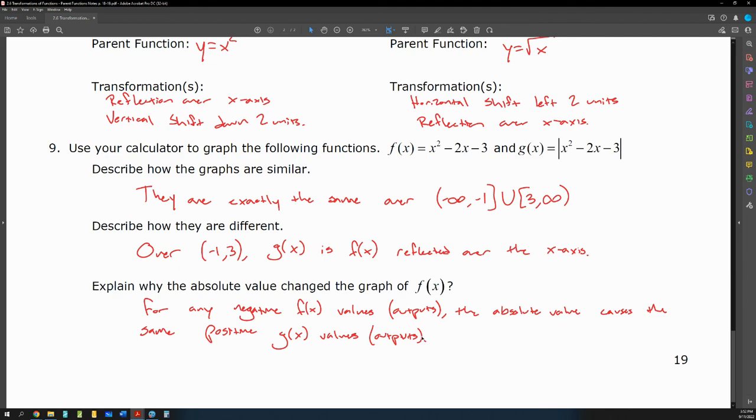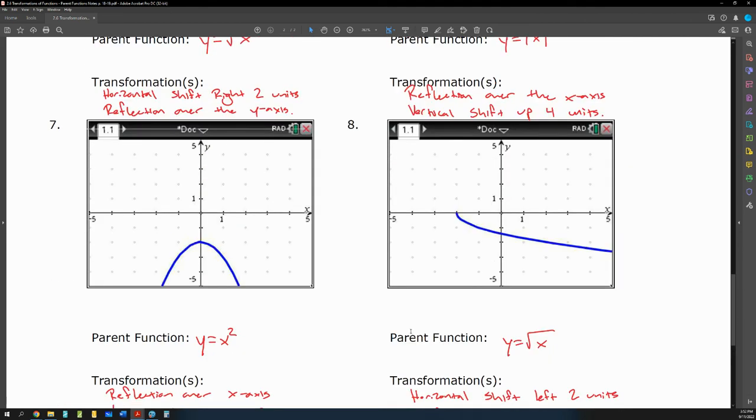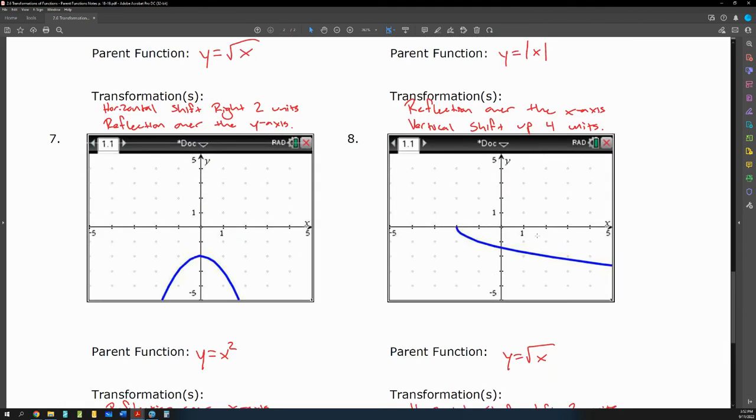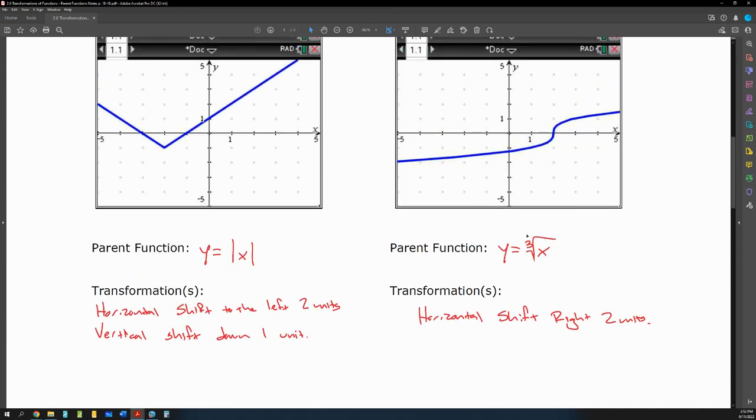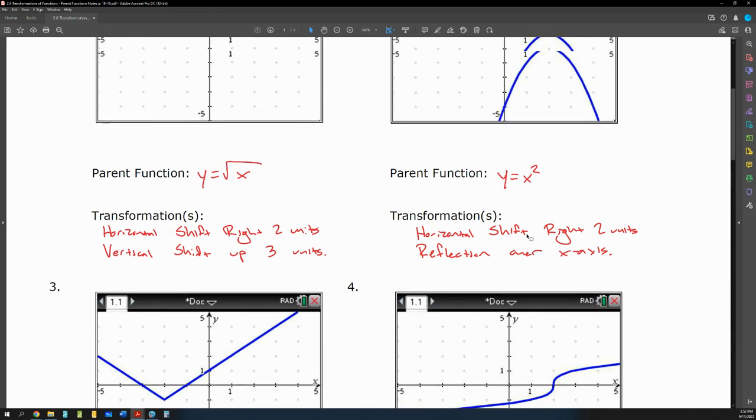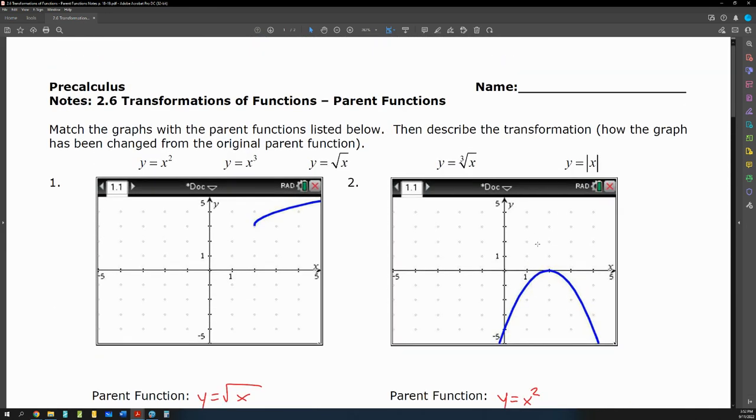All right, so in summary, here are some graphs of parent functions and some transformed parent functions. The goal by the end of this unit is that you can take a look at a graph and come up with the equation for that function, or given the function, you could graph it without a graphing aid like a graphing calculator. We're going to get a lot of practice on this.